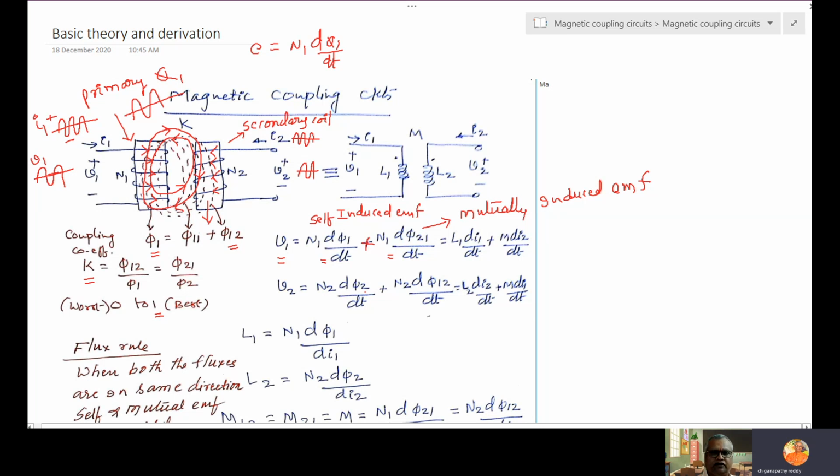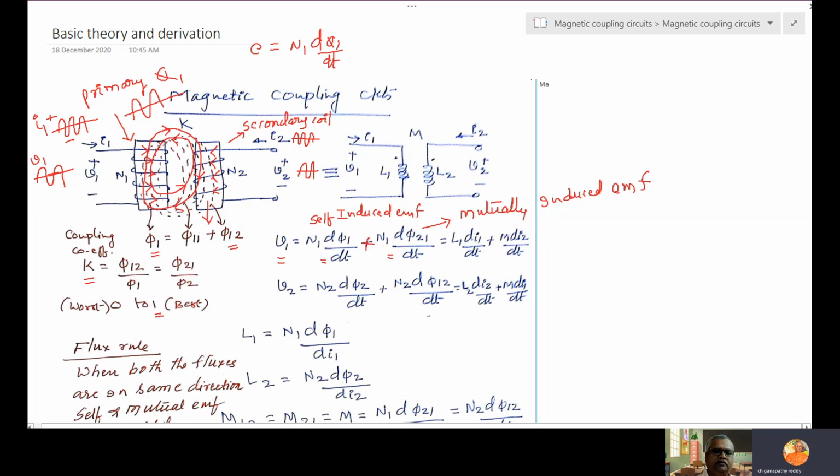Minus will come when the self flux direction is clockwise and the mutual flux direction is anti-clockwise. If both fluxes are flowing in opposite directions, then the total flux is the difference, and therefore the EMFs are also differences. That is the basic concept of when it is plus and when it is minus. So V1 is self plus mutual, and V2 is also self plus mutual.